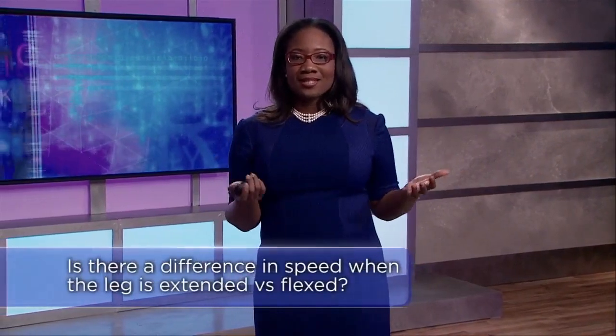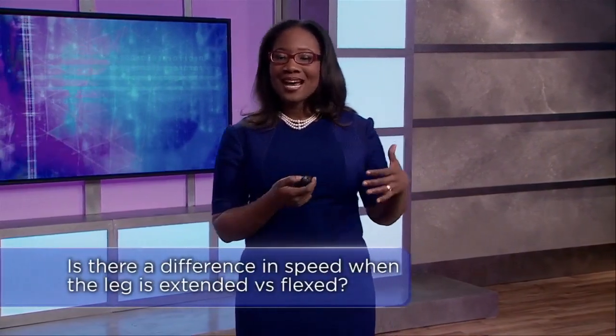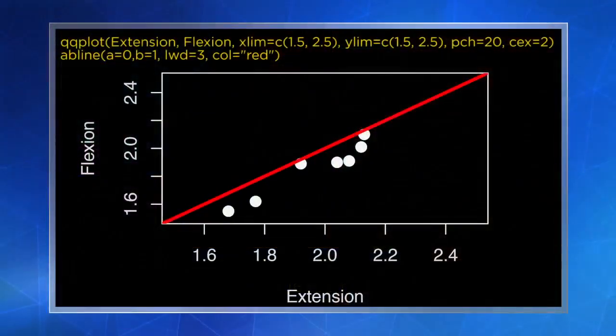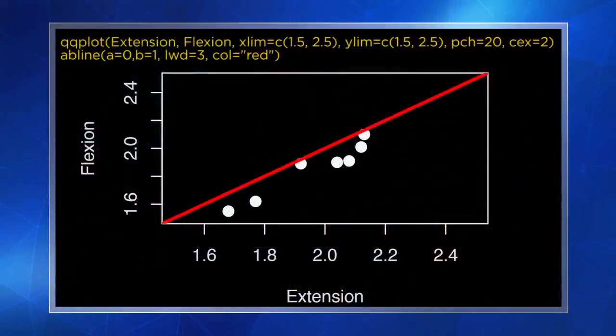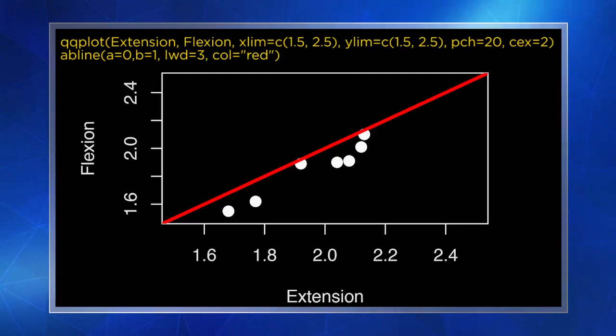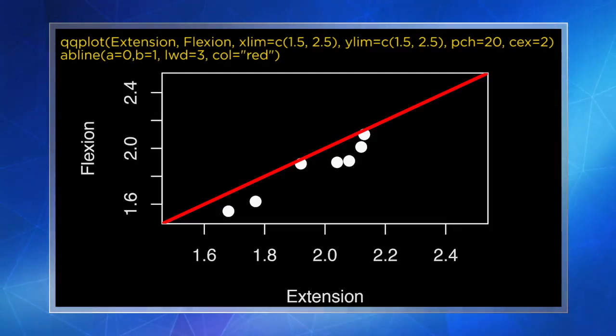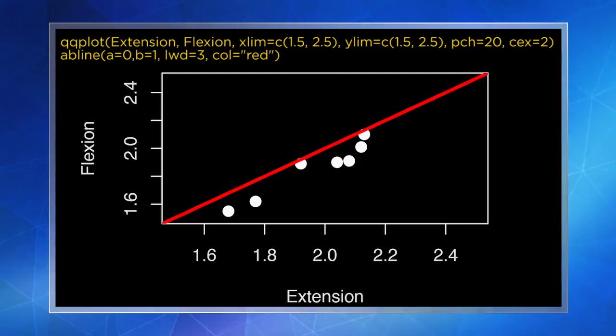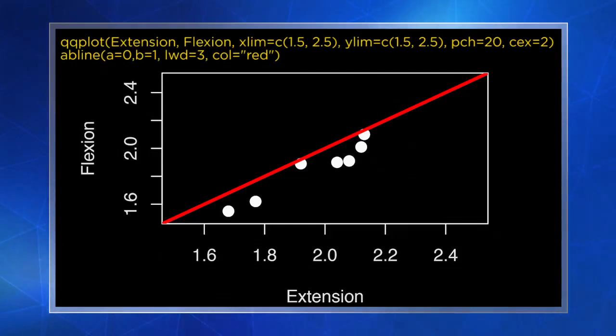What we really want to know is whether there is a difference in the speed when the leg is extended versus when it's flexed. Now, here's a paired plot of our data with extension on the x-axis, and here you see flexion on the y-axis. If there was no difference, we would expect these points to fall along the red line, where x equals y. And they're not too far off, right? They fall slightly below the line with a preference toward extension.